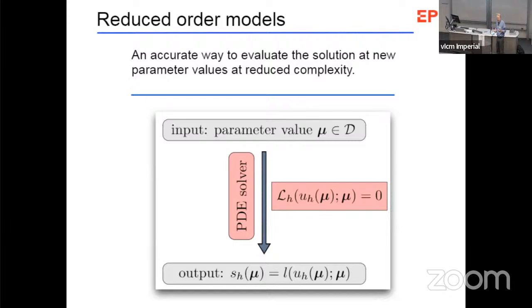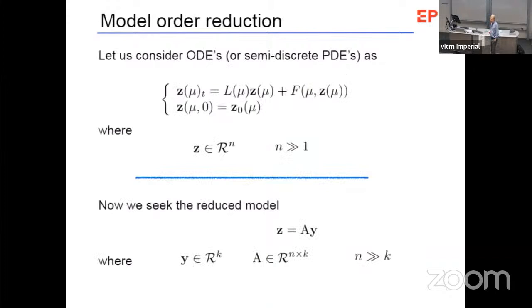Basically, what you do is you give up generality, focusing on a particular type of problems that you then can accelerate. The idea of acceleration, at least in the way that I will discuss it here, is relatively simple. Let's say you have an ODE, or it can be a semi-discrete PDE. Z is the vector of variables, and if this is a semi-discrete PDE, then the dimension of z can be extremely high, the number of degrees of freedom.